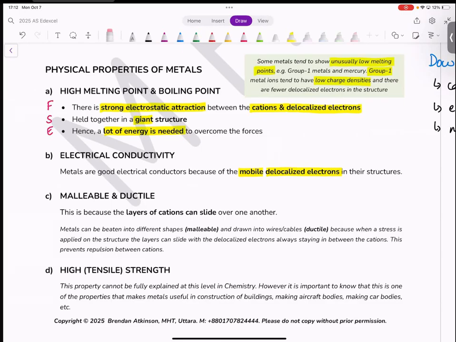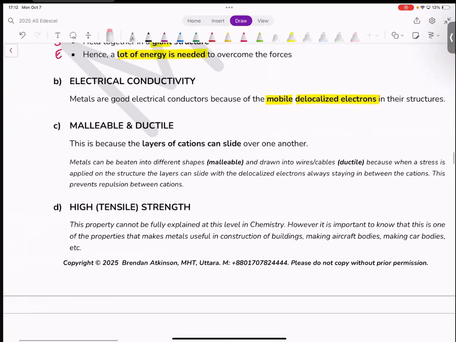Next, malleable and ductile. Again, the layers of cations. This is usually a 2-mark answer. 1 mark for this: can slide. You might say, how is this a 2-mark answer? I'm just letting you know, it's often a 2-mark answer. If it's a 1-mark answer, I'll write the same thing, right? If it's a 2-mark answer, bonus for me, I'm getting an extra mark.